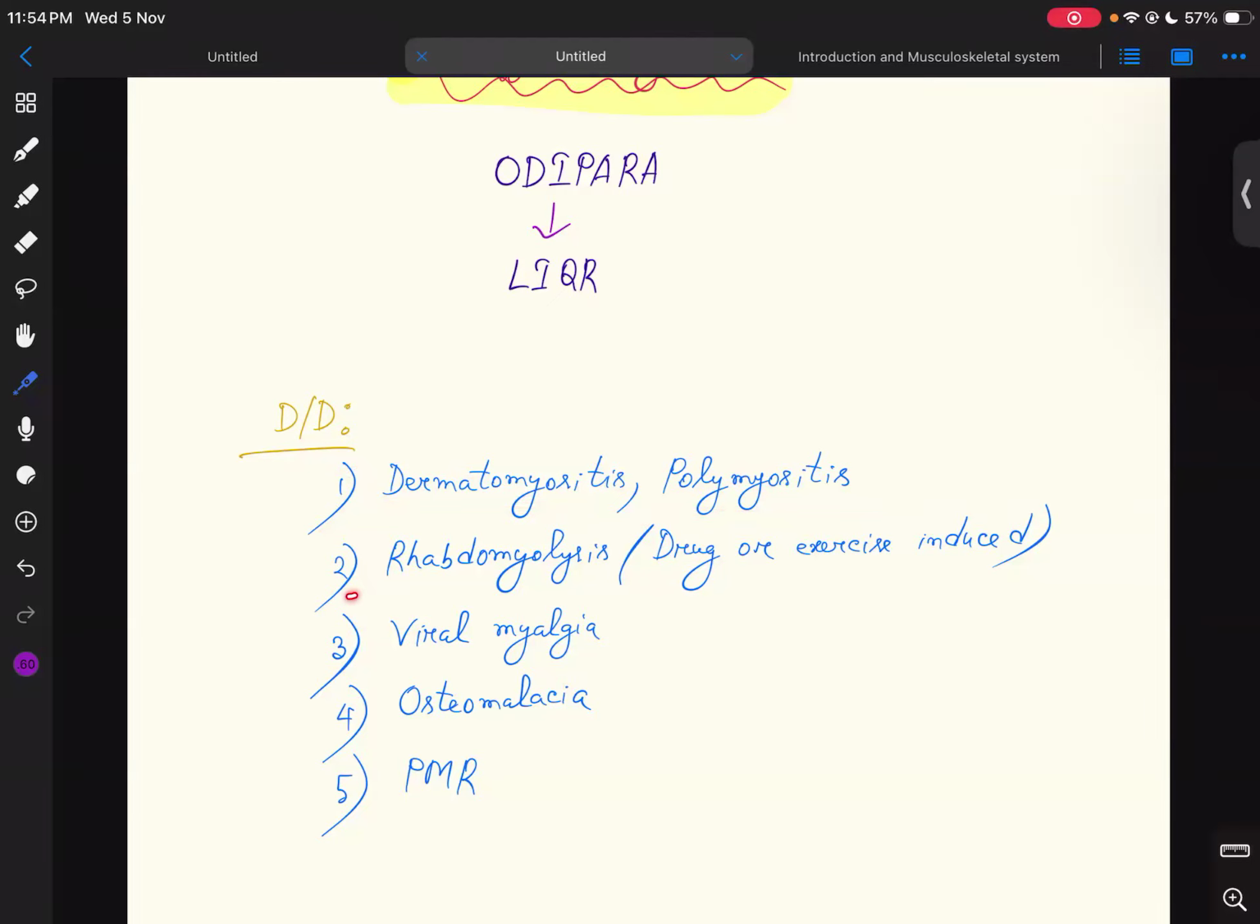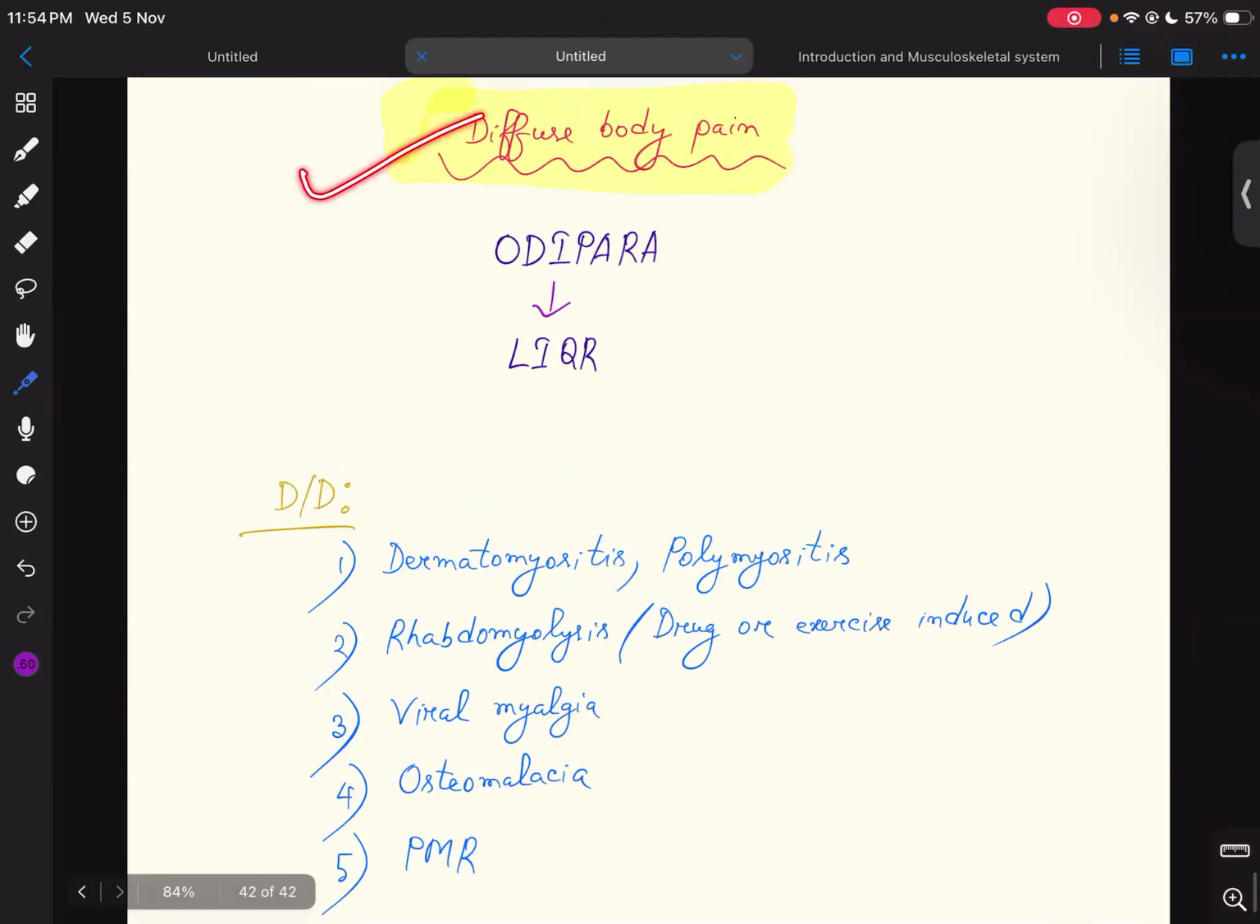Then for any type of diffuse body pain, we have to rule out rhabdomyolysis. This is a must to do. Can anyone tell me how to rule out rhabdomyolysis from the history? Yeah, wonderful, Doctor. And these cases come in this exam.